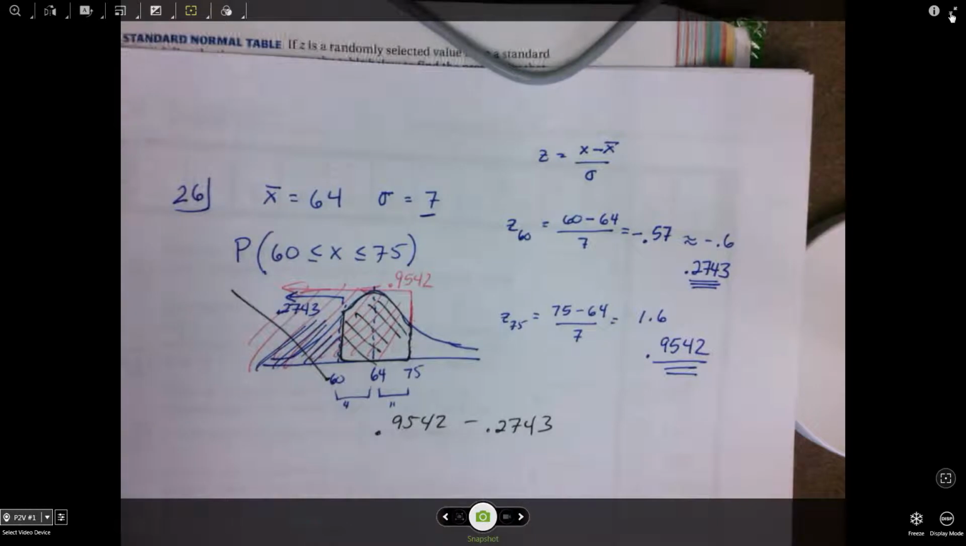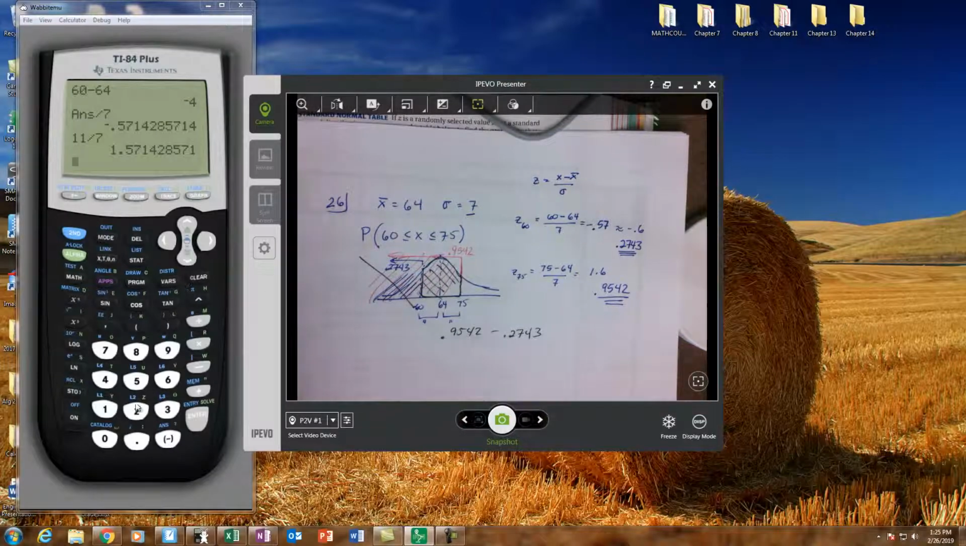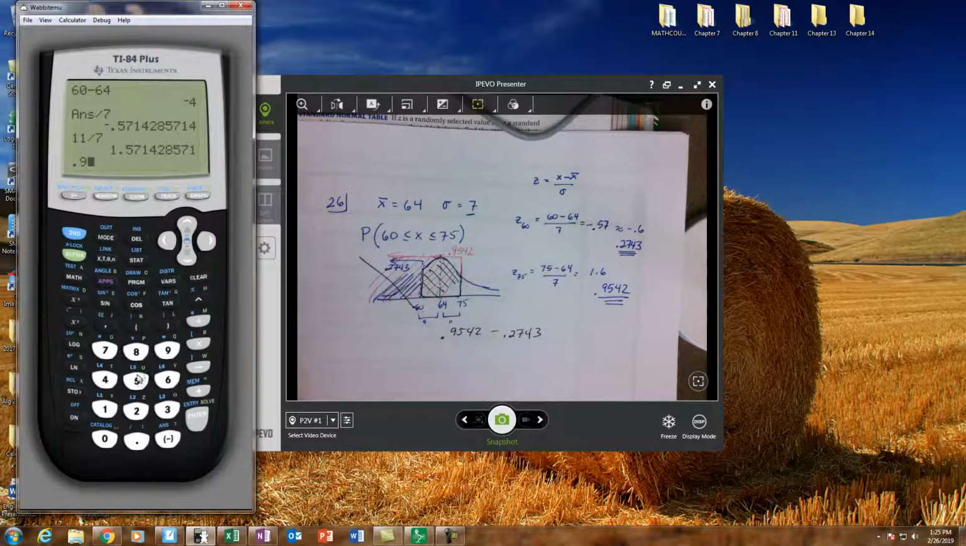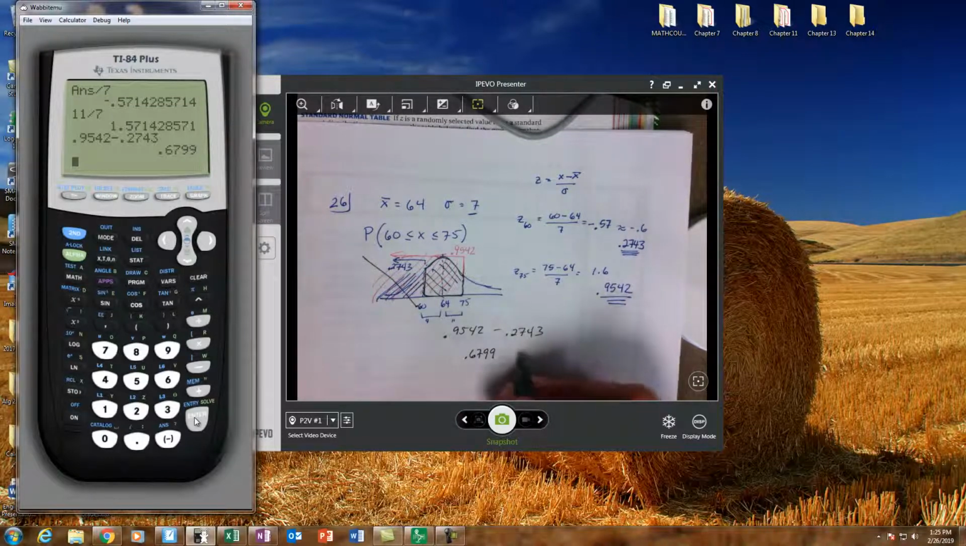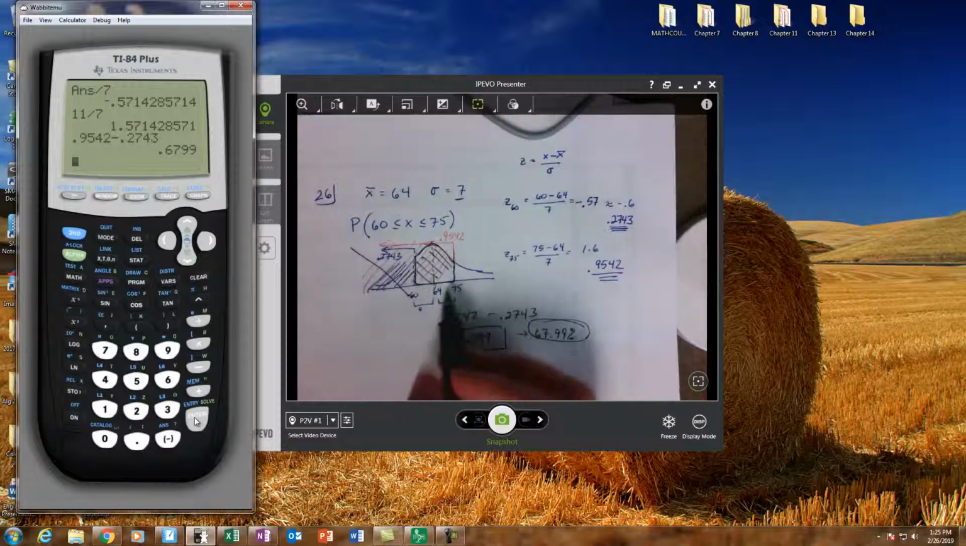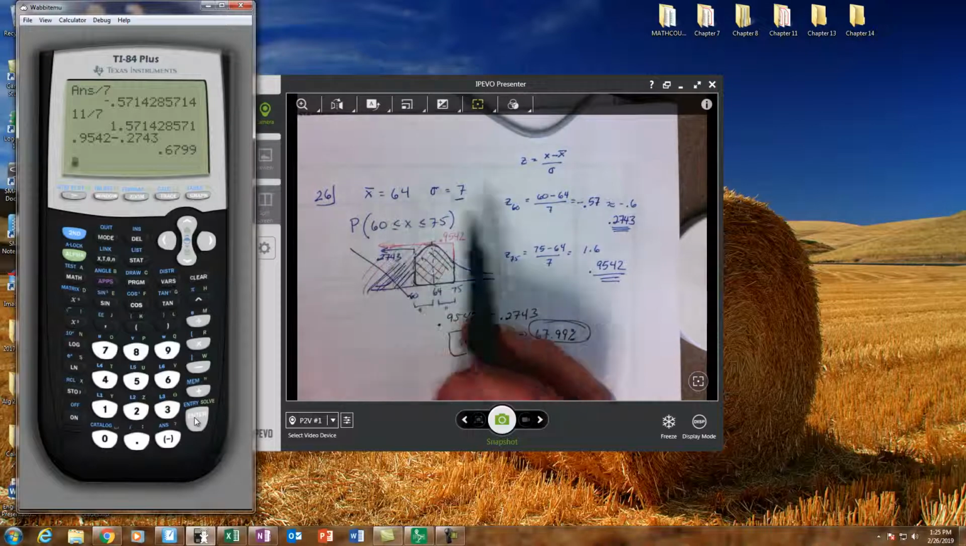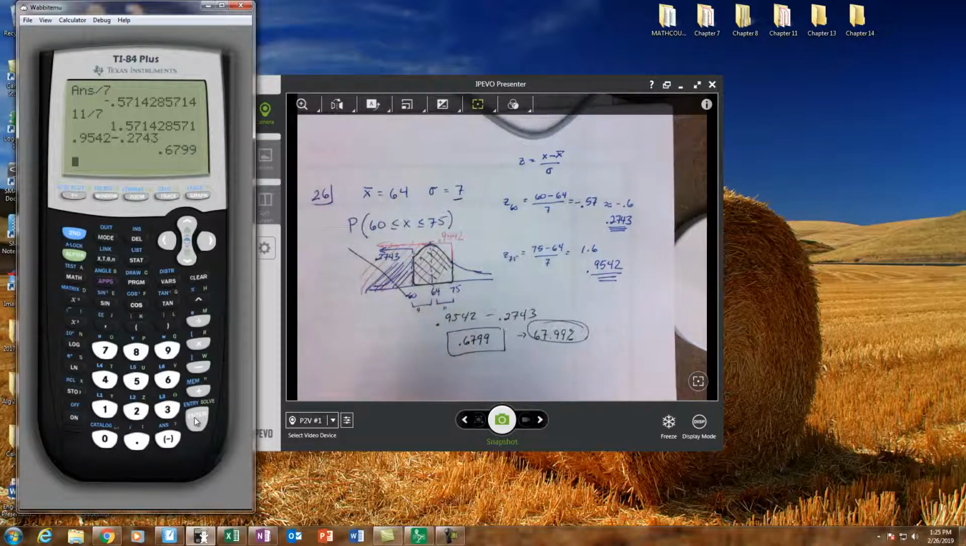So that's really like 95% and 27%. But if I take my 0.9542 and I subtract 0.2743, I get 0.6799. That's my probability. You could say that that's the same as a 67.99% chance that you're going to live in this region between those if the average is 64 and the standard deviation is 7. That would be an example of how to use that.